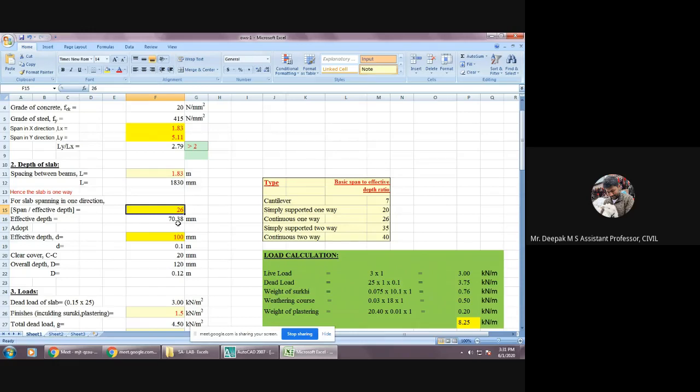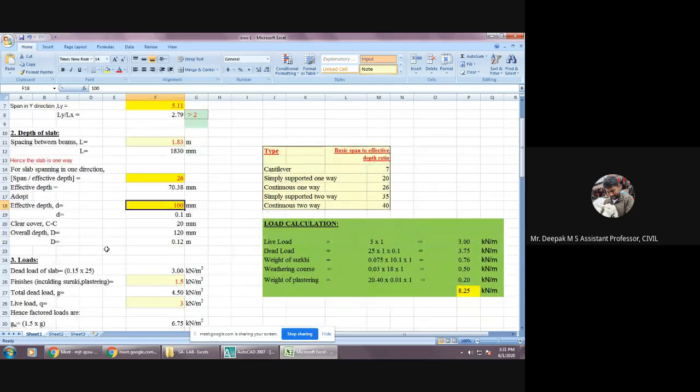Since it is very slender, I'm going for the next round of 100 mm. This is to match the other slabs. Since it is a practical slab, I'm matching it with other slabs, giving 100 mm, giving good workability space also. Now, if the effective depth is 100 mm, then what will be the overall depth? As we all know, the clear cover is 20 mm for the slabs. So when we add 20 mm to 100 mm effective depth, we get the overall depth as 120 mm.